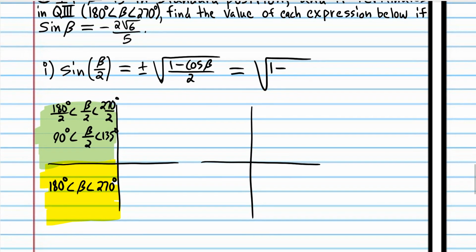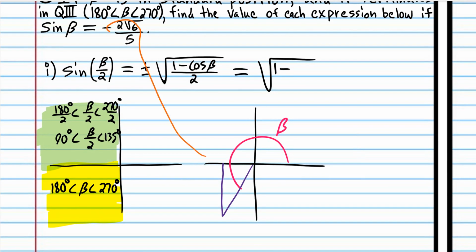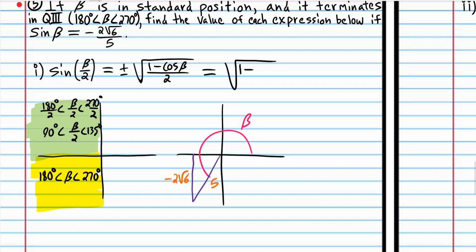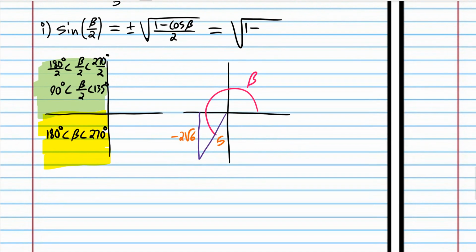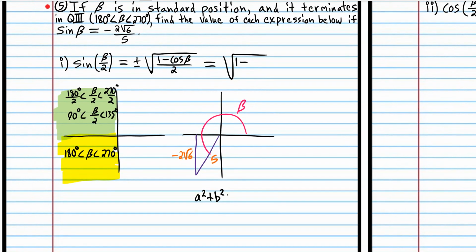We're told that beta, like I said, terminates in the third quadrant. So let's draw a hypothetical beta, and let's draw the relative side lengths. The opposite side we can say is negative 2 root 6, and the hypotenuse is 5. Let's use the Pythagorean theorem to find the missing side so we can find the value of cosine beta.